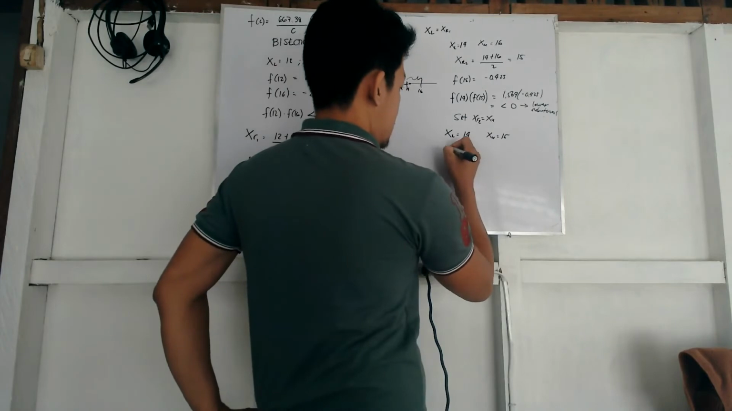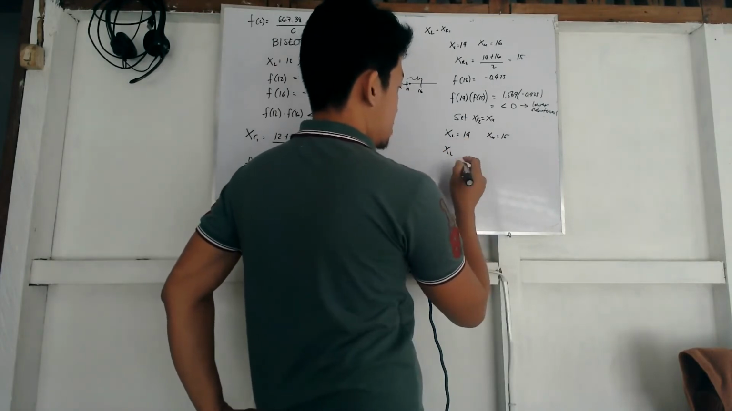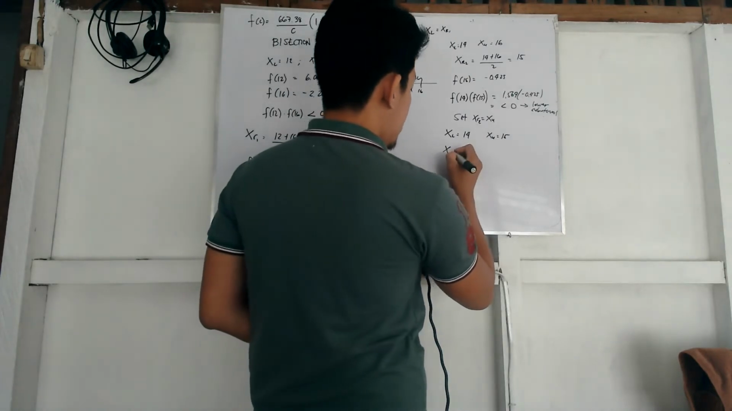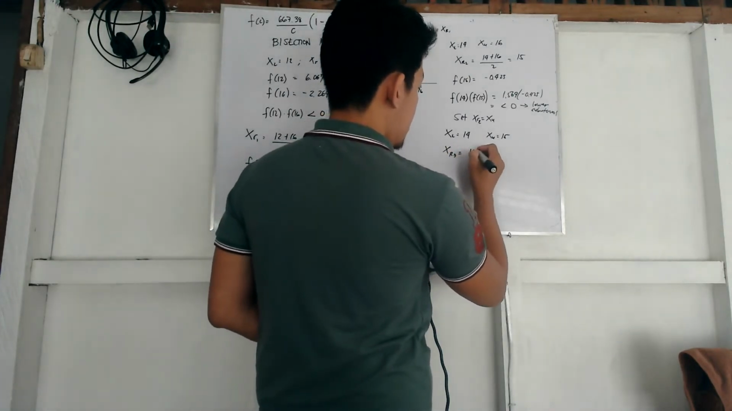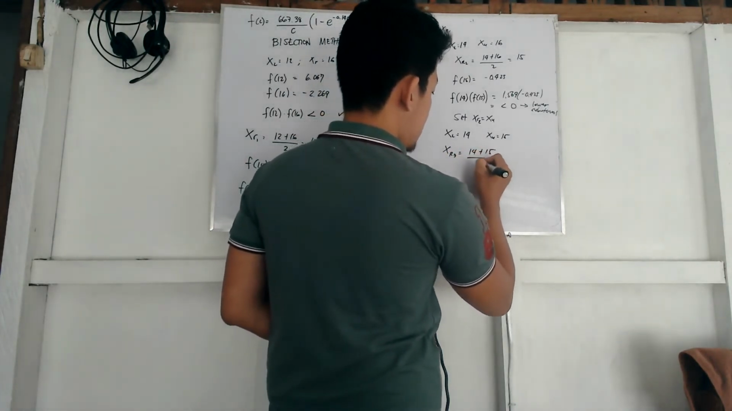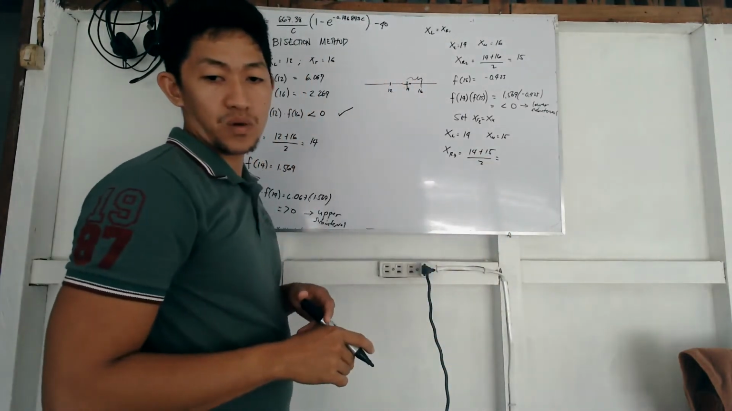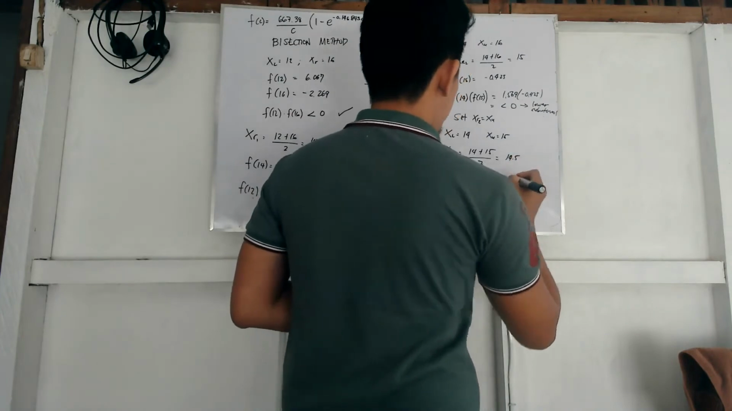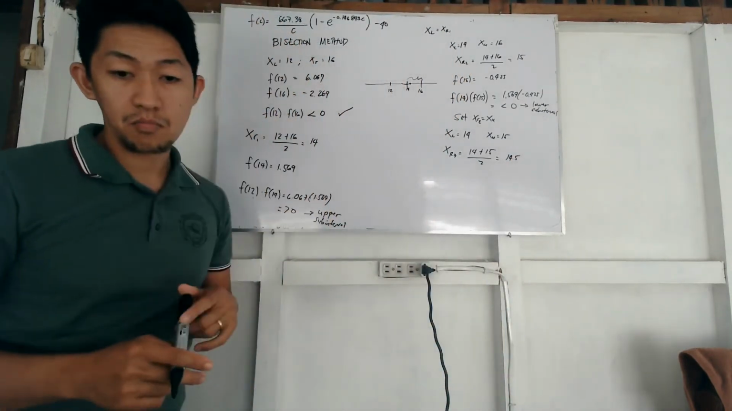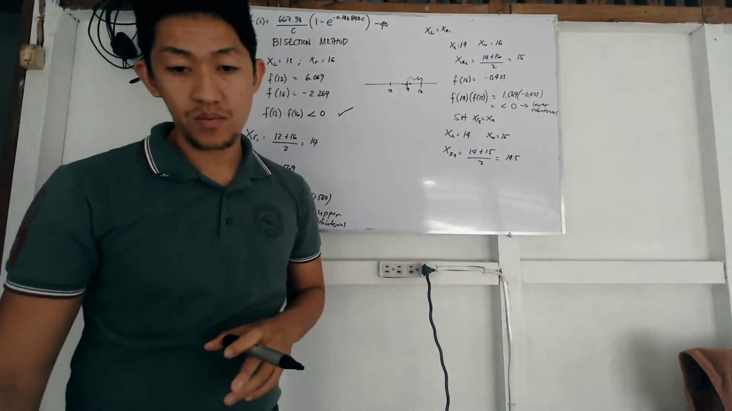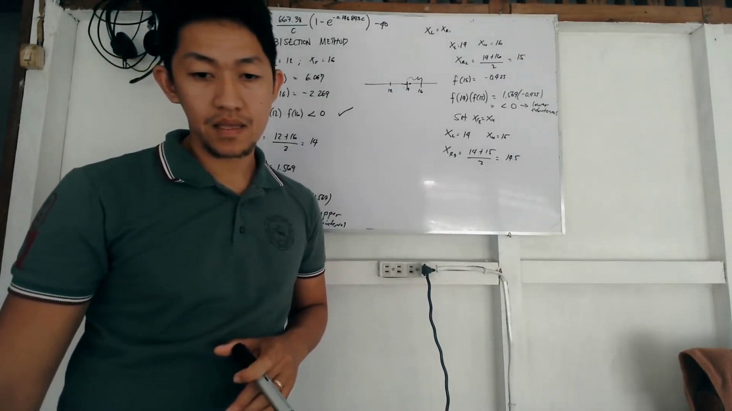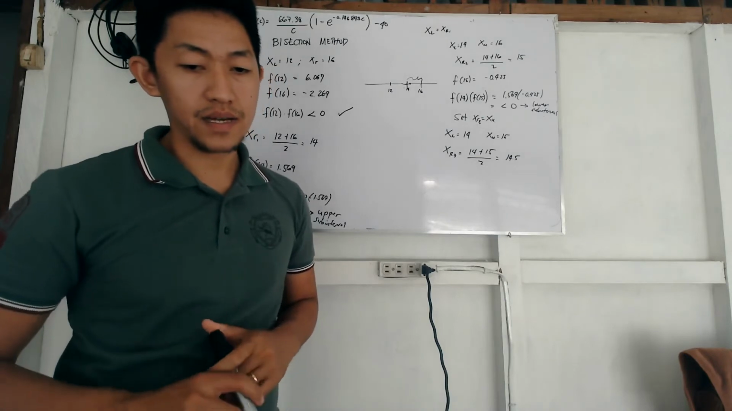So you have, by the way, XR3, 14 plus 15 over 2, 29 over 2, which is 14.5.